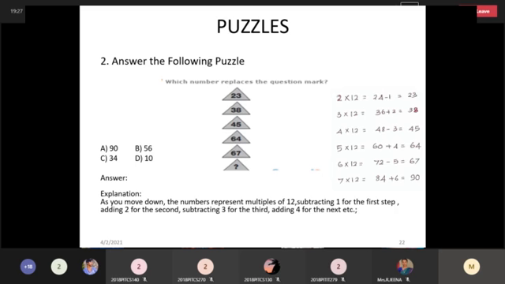So the options given are: A 90, B 56, C 34, and D 10. So option A is the right answer. The 90 is the right answer for this question, students. Next question.